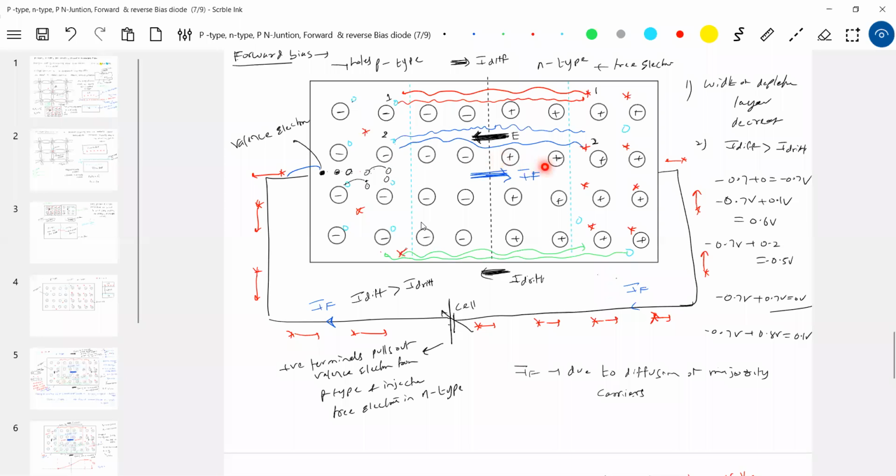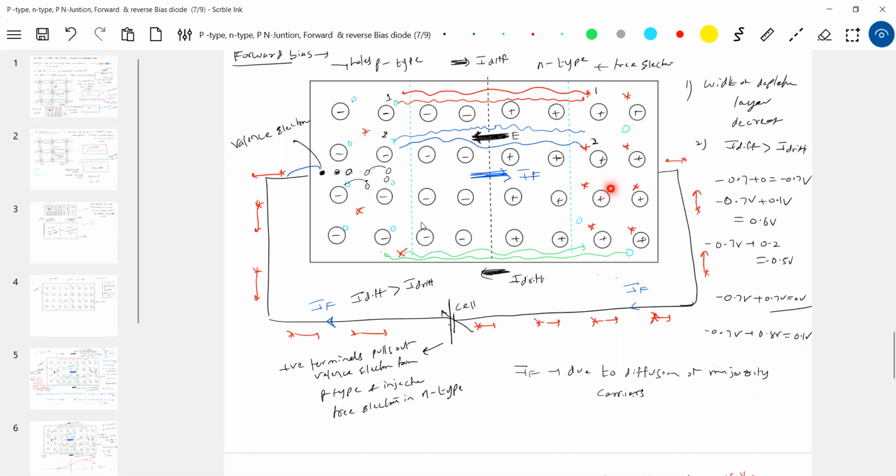The hole which is moving here will be captured by the free electron. Then one hole and electron are lost. From where do they come? Breaking up of covalent bond. The covalent bond which breaks up, the electron which is lost will come back here. So you should never show the hole here.